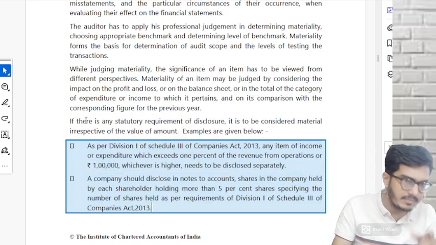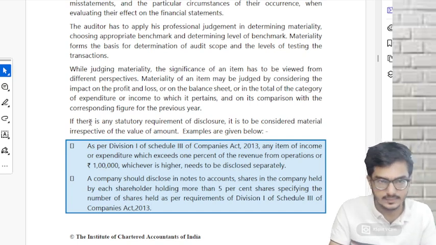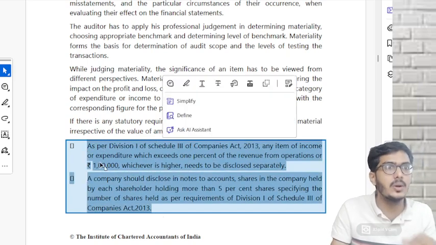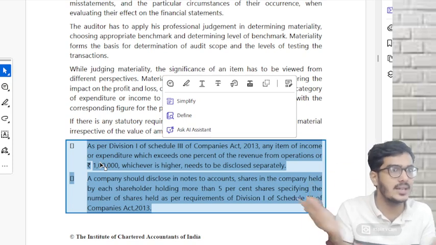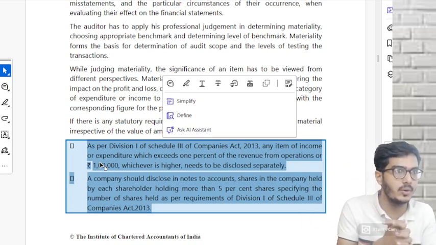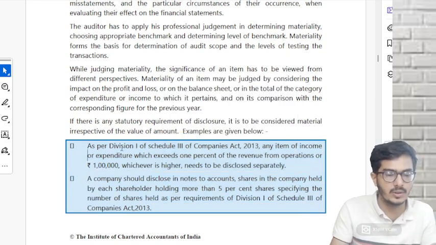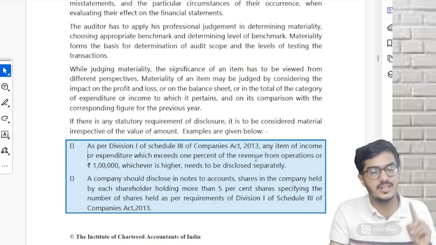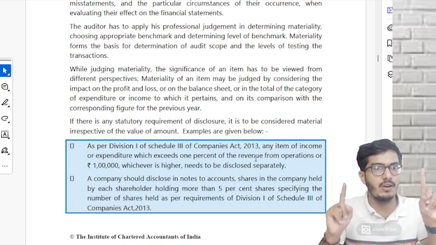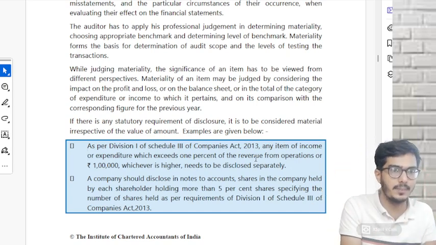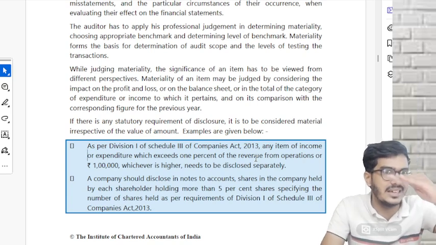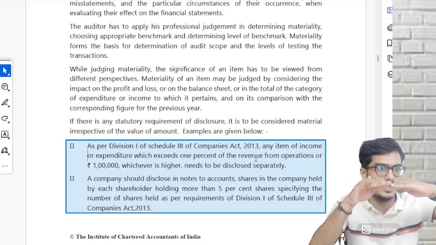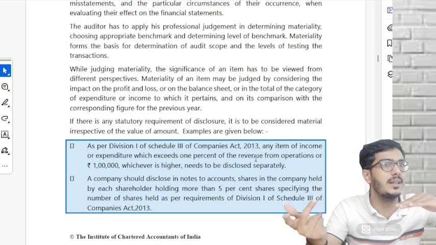See what happens now. One materiality which we have set is for the audit. For the audit, who sets that? Auditor. What these 2 points are, these two are materiality levels given by the AFRF, accounting standards. Is it optional or mandatory to be followed? Mandatory to be followed. As per Division 1 of Schedule 3 of the Companies Act, any item of income or expenditure which exceeds 1% of the revenue or 1 lakh, whichever is higher, needs to be disclosed separately. Even this is a materiality level set. If that income or expense item crosses this particular level, show it separately in the financial statements.